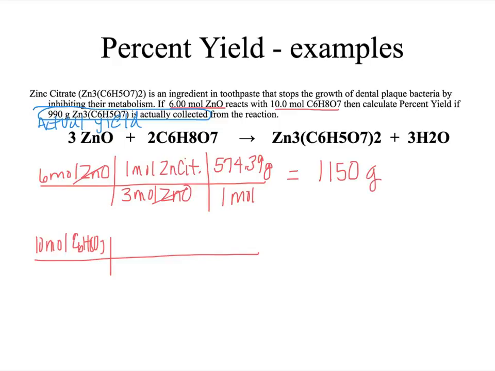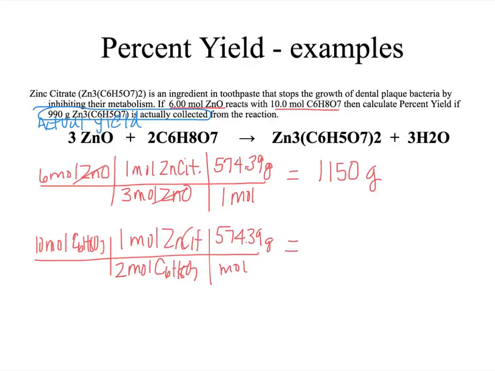And then let's do the other one. So then we have 10 moles of the C6 product. And so we look at that. And again, we're in moles, so we can go straight into our mole ratio. So we have 2 moles of the carbon, the hydrocarbon, and then we still have 1 mole of the zinc citrate. So the same molar mass, grams per mole. And then when we do that math, we find out that that comes out to 2870 grams. So clearly this is the smallest one here. And so that is going to be our theoretical yield.